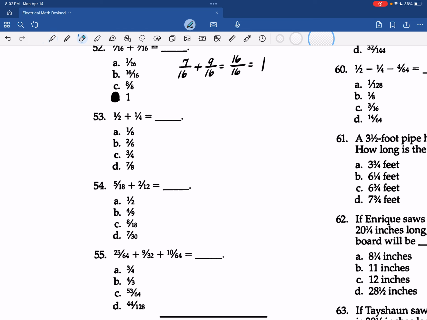1/2 and 1/4. This one's not quite as straightforward because we do not have common denominators, but I'm going to use the 4. 4 into 4 is 1, 1 times 1 is 1, 2 into 4 is 2, and 2 times 1 is 2. And when you add those together with the common denominator, you get 3/4.